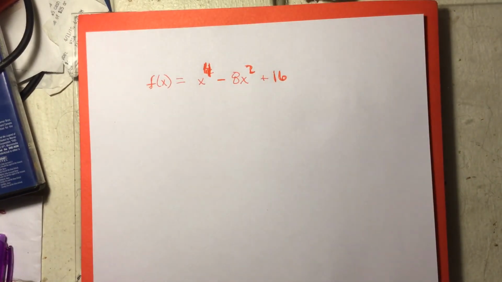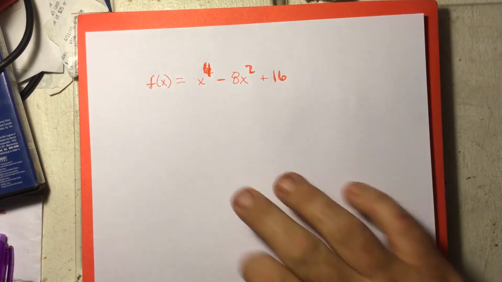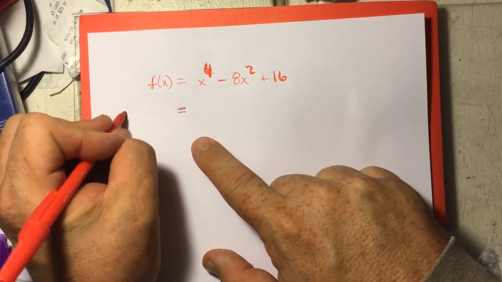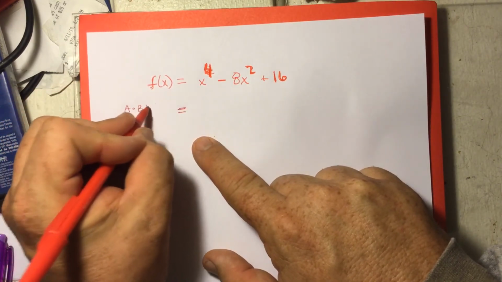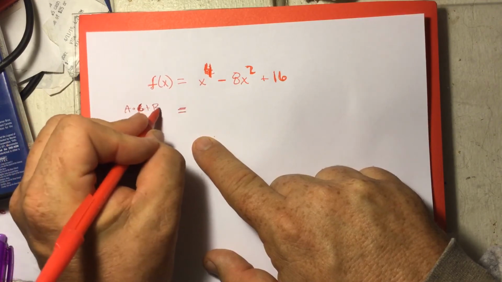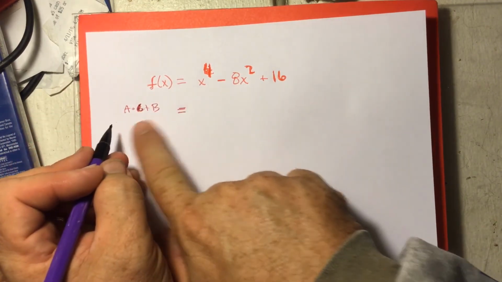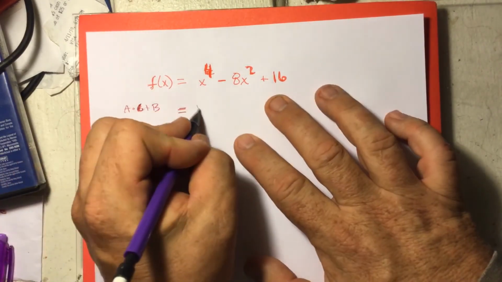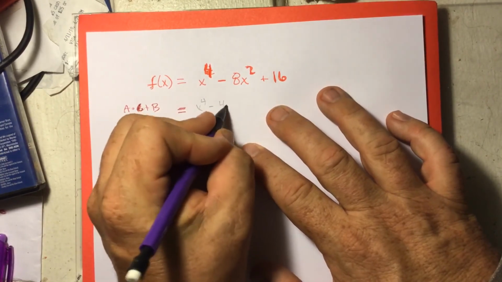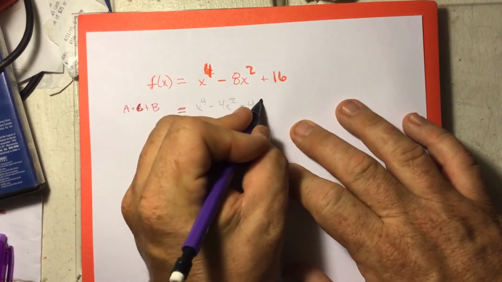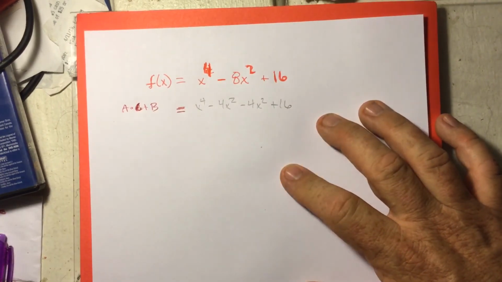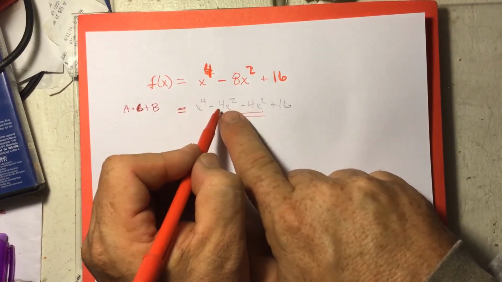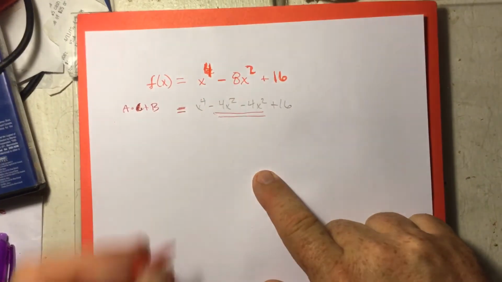Okay, so we've got this piece here, and we've got our A times C adds to make B. So A times C is going to be 4 times 4. So we've got x to the 4th minus 4x squared minus 4x squared plus 16. So if we've got that piece right there, 4 times 4 is 16. Negative 4 plus negative 4 is negative 8.